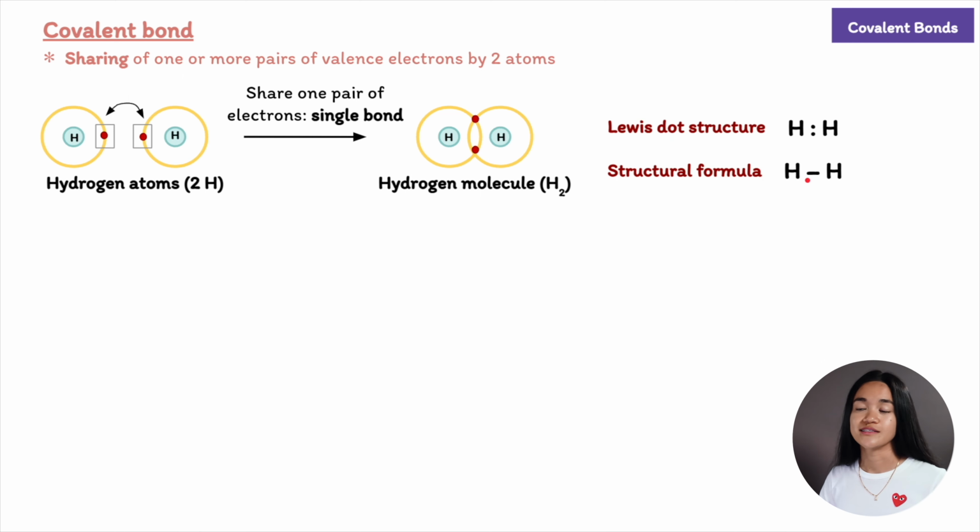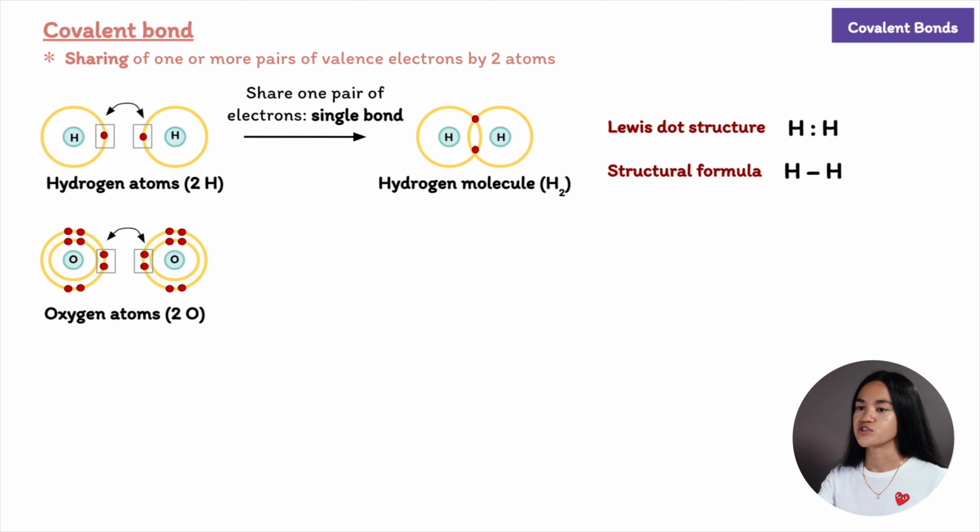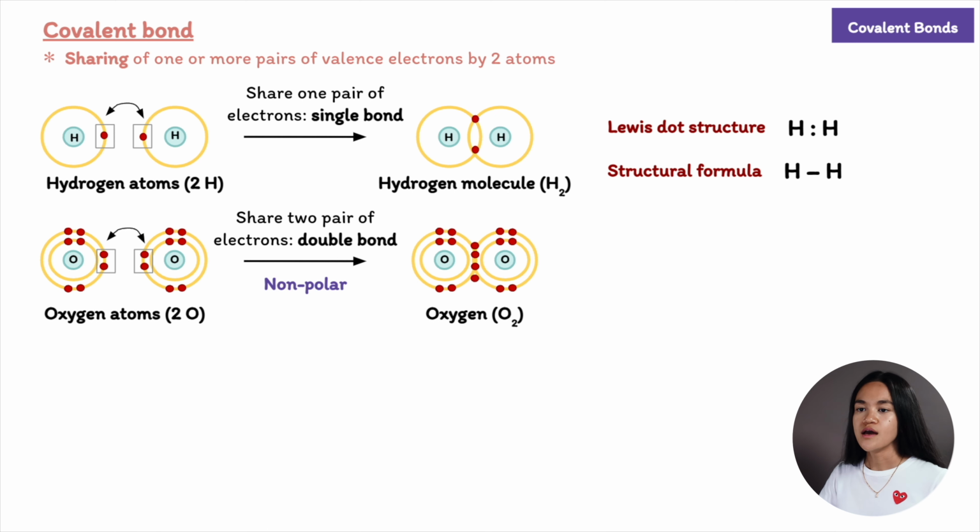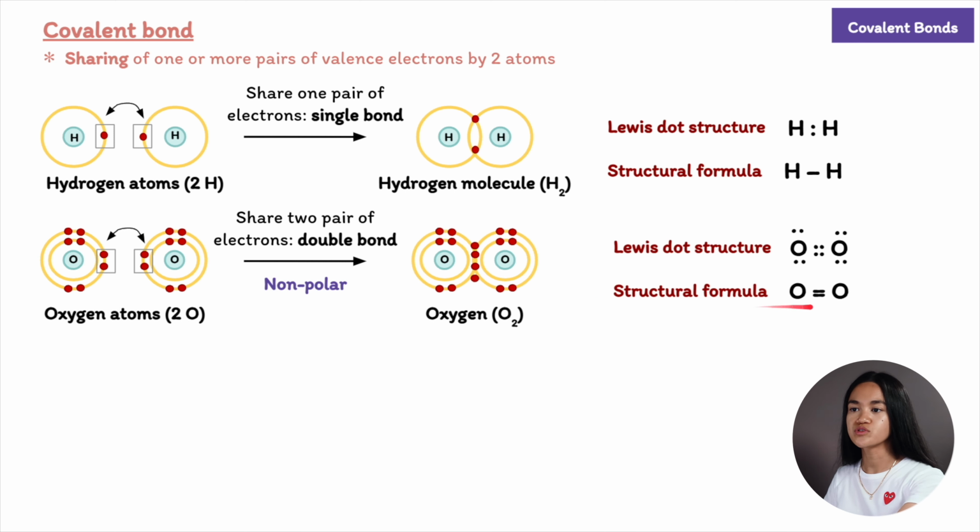Let's go through another example using oxygen. Oxygen has 6 electrons in its second electron shell, and if you recall, the second shell has the capacity to hold up to 8 electrons. We can form a molecule with two oxygen atoms sharing two pairs of valence electrons, forming a double bond. A double bond is when two atoms share two pairs of electrons, and we can represent this with a double line connecting the two chemical symbols for the atom.